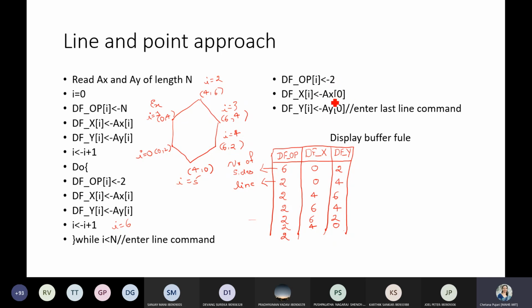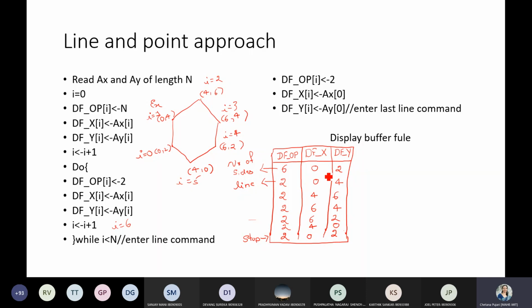So what they have mentioned is whatever the starting point, the same point I want to consider because you are going for a closed figure, right? So the same coordinate is considered, that is ax of 0, ay of 0. So in this case, that is equal to 0 and 2. So this is our stopping condition. So here you are going to stop. So in your display buffer file, you are going to specify the instruction and the coordinates for x and y value.